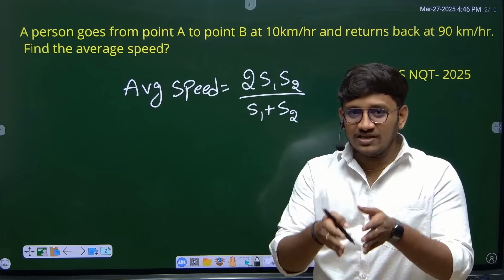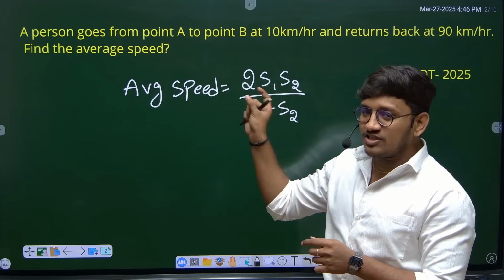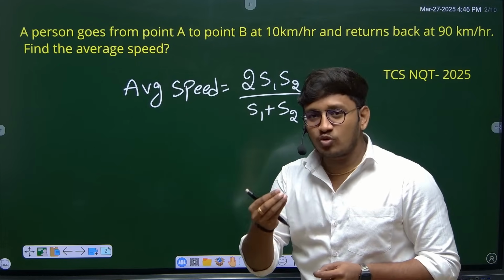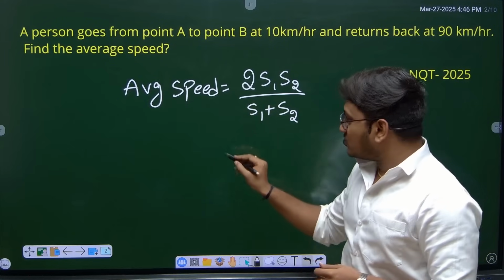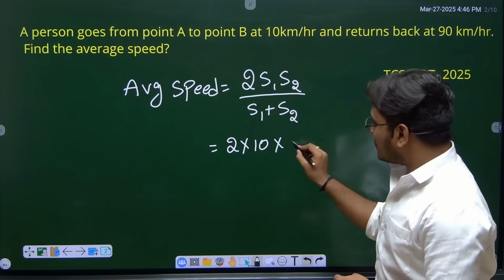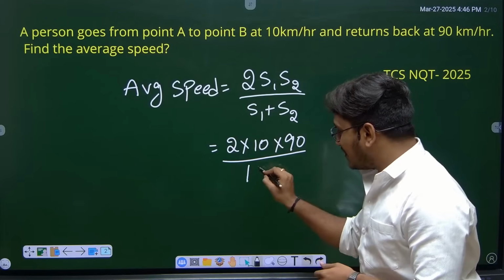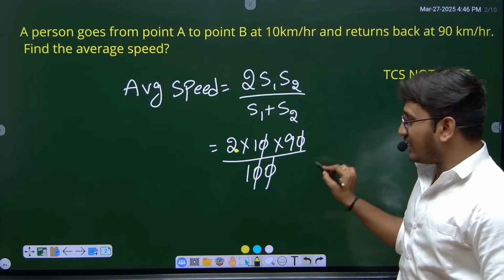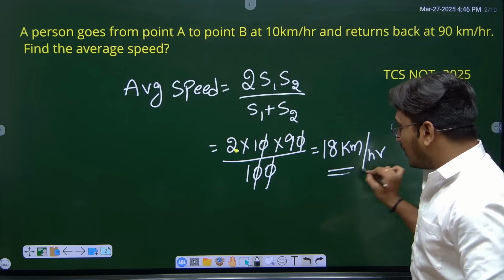The same question was given on 25th March as well as 26th March. If you remember this formula for finding average speed, it takes just 20 to 30 seconds to solve, simply by substituting values. So 2 into 10 into 90, divided by s1 plus s2, which is 10 plus 90, which means 100. The zeros get cancelled here, so 2 into 1 into 9 equals 18 kilometers per hour. This is your average speed.